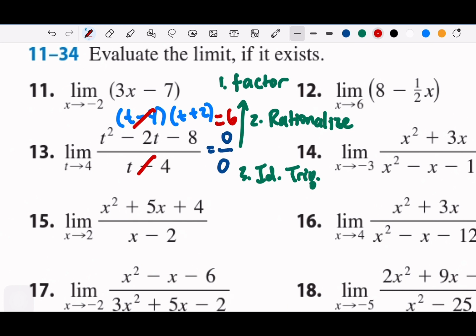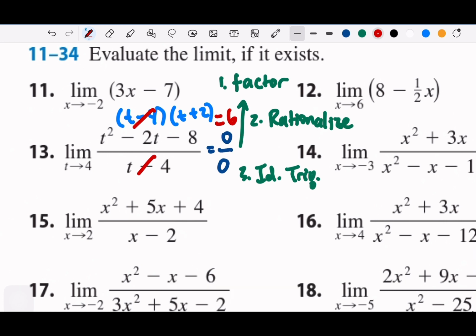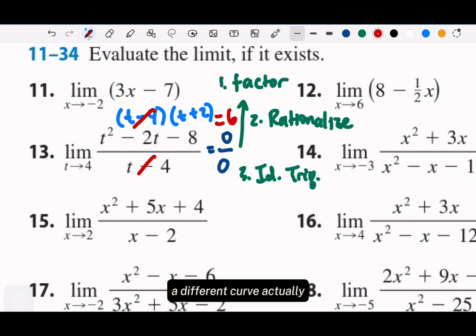Because in one curve, for example, in this t minus 4 as a function, you have a curve, but you have a hole at this domain. Okay? You have a hole. So different curve, actually. Same thing here. Factoring right now. Easy, right? Anyone still having difficulty factoring quadratic expression? Factoring, okay.